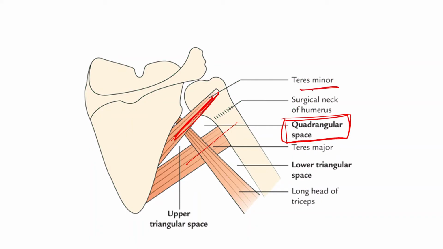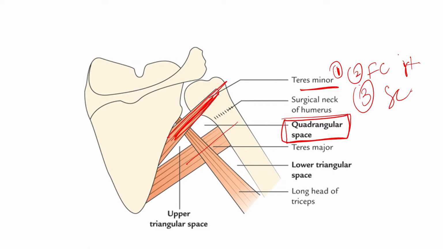Number one is the teres minor muscle. Along with it lies the fibrous capsule covering the shoulder joint and the subscapularis. Subscapularis makes up the anterior part of the boundary. So this is about the upper boundary of the quadrangular space.